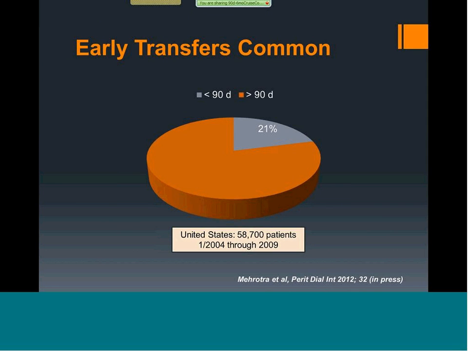Transfers are common. In the United States, if you look at these entire national data, out of every 5 patients, 1 transfers within the first 90 days. I'm not going to talk about the first 90 days, but that is a very large probability of transfer within the first 90 days. In my opinion, these patients never had a shot at success with regards to peritoneal dialysis.